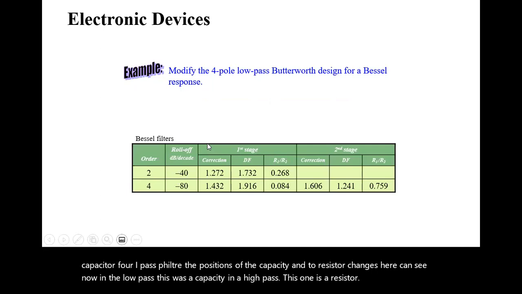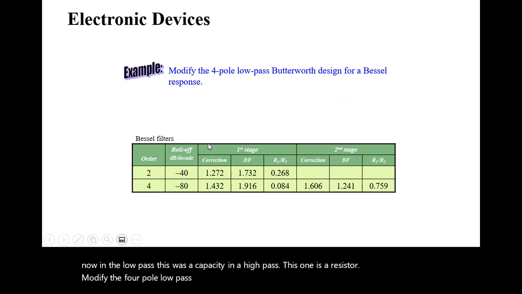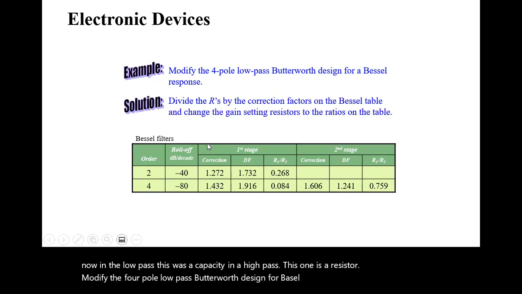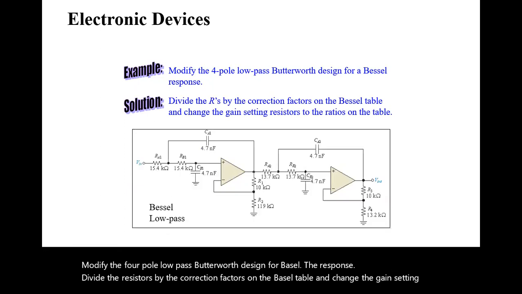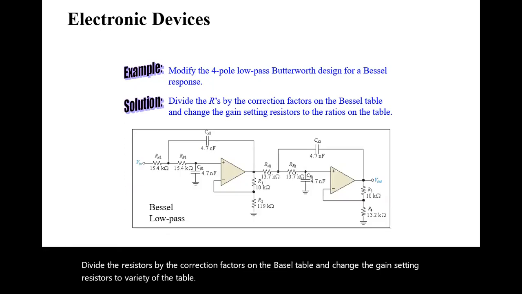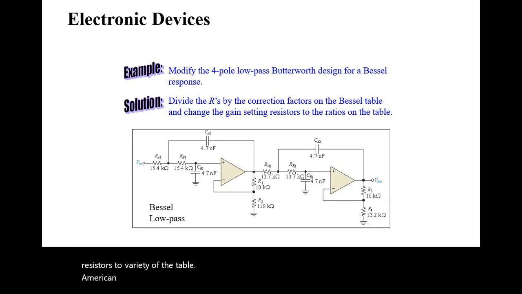Modify the four-pole low-pass Butterworth design for a Bessel response. Divide the resistors by the correction factors in the Bessel table and change the gain setting resistor to the ratio from the table. There you can see the Bessel low-pass filter.